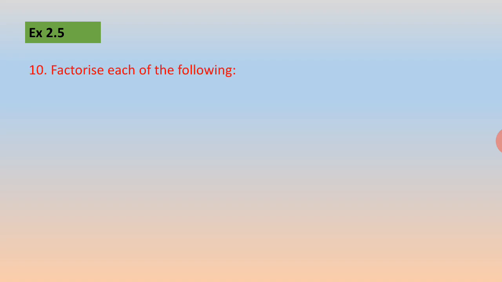Now let's start with question 10. Factorize each of the following. First sub-question is 27y cube plus 125z cube. 27 is 3 cube. So the first term is actually 3y whole cube. And the second term, it is 125, that is 5 cube. So it is actually 5z whole cube. And this is the identity which it matches with.